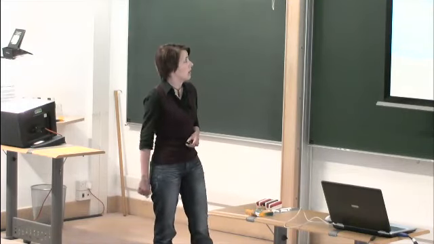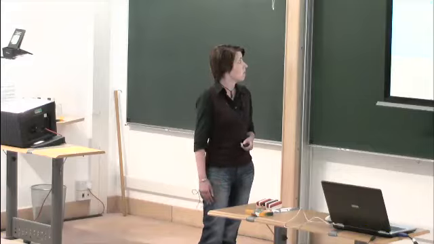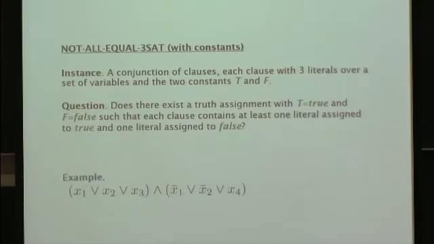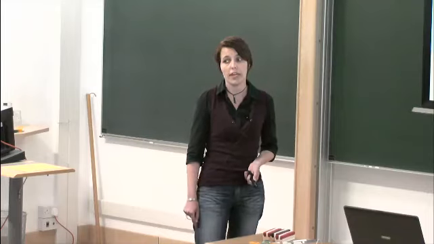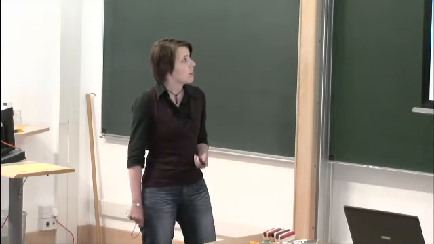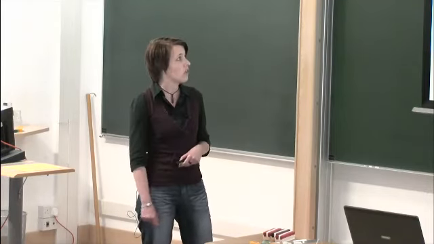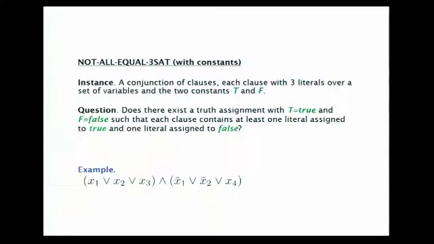It's called not-all-equal 3-SAT with constants. You're again given a conjunction of clauses, each with 3 literals, and additionally you have 2 constants, t and f. And then under not-all-equal 3-SAT, you want to find a truth assignment such that t is set to true and f is set to false. And additionally, you have the constraint that each clause has a literal that is assigned true and a literal that is assigned false.